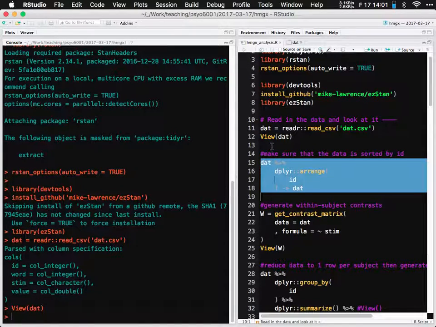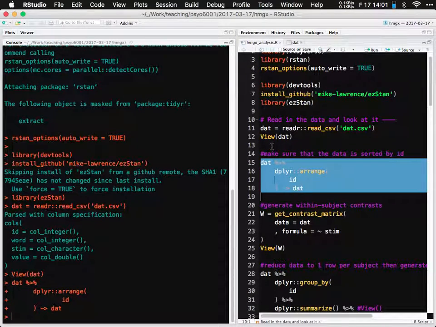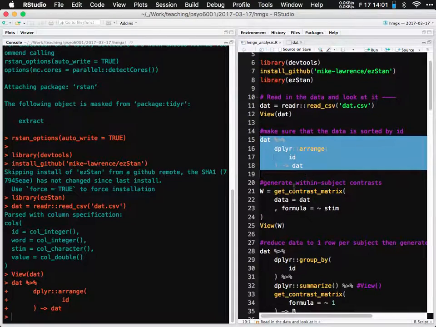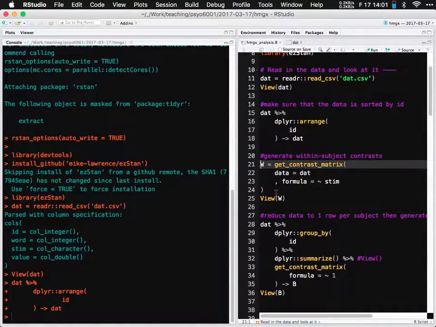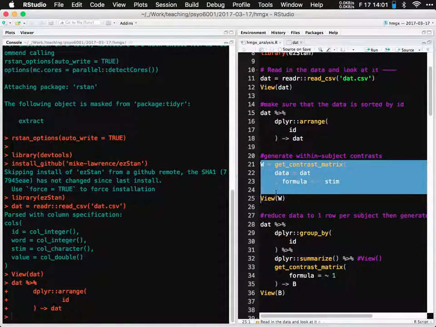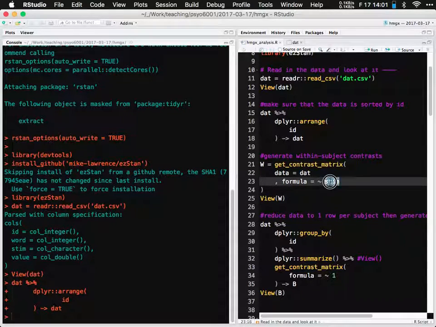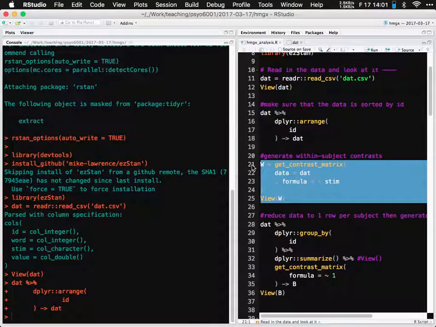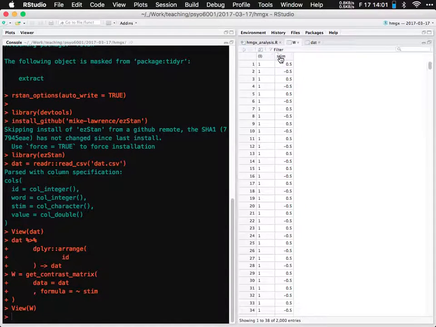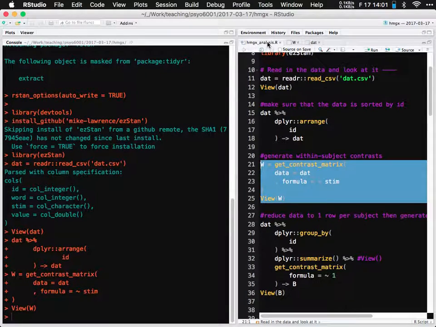As with all the others, I think we even started this with the repeated measures stuff, we want to first arrange the data by ID. We then create the within subjects contrast matrix. So we're just saying that there's a main effect of stimulus, clear versus degraded. And there's our contrast matrix labeling each trial as being either clear or degraded.